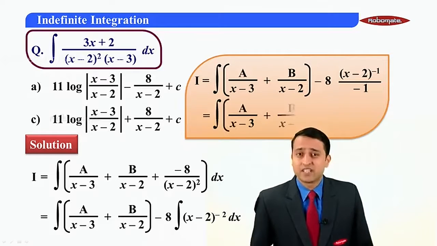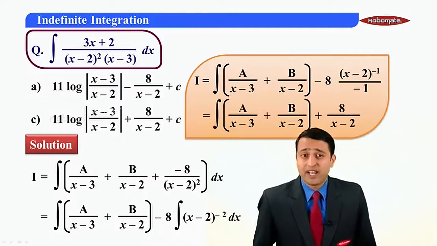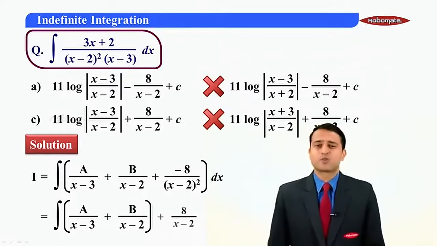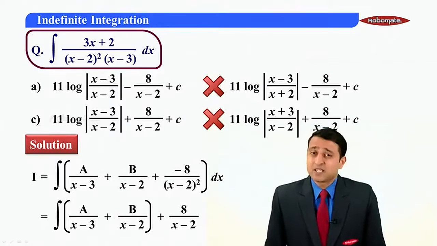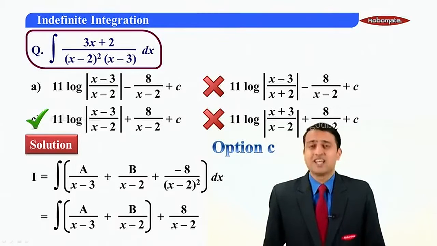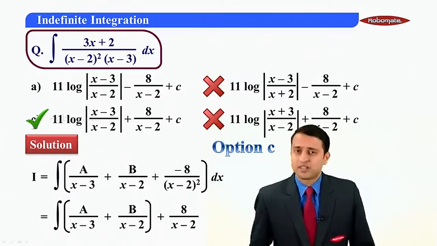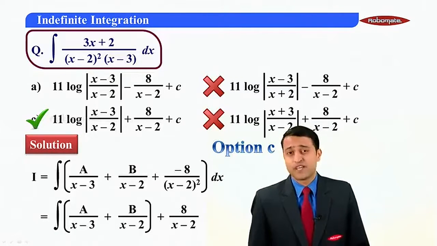That is effectively nothing but 8 upon x minus 2. That is a plus 8 upon x minus 2. Now plus 8 is present in option C. Therefore my correct answer is option C. Is that okay, my dear students? So we managed to solve the sum without finding the values of a and b.